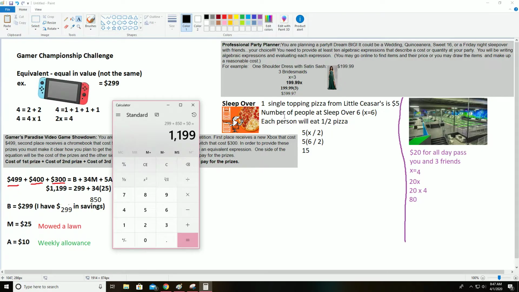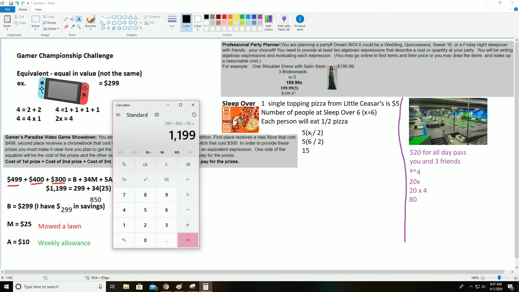Also, you have to know how many people are going to be at your sleepover. So the number of the people at the sleepover is going to be 6. So there's going to be 5 of my friends and me. So that's why I have 6. So I'm saying X equals 6. Each person is going to eat half a pizza. So here's my original expression.